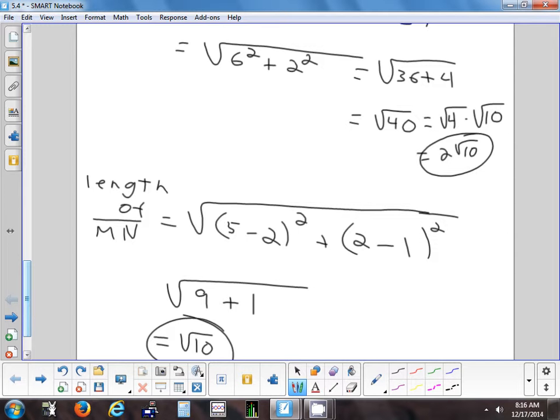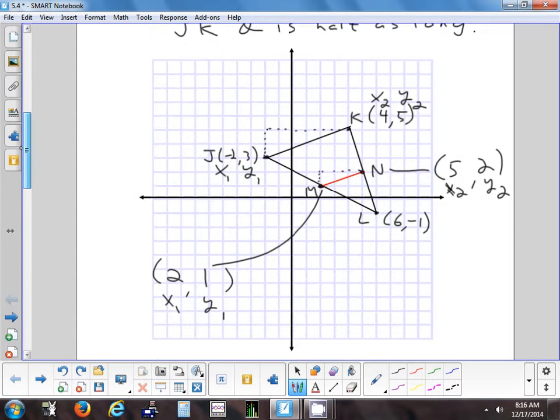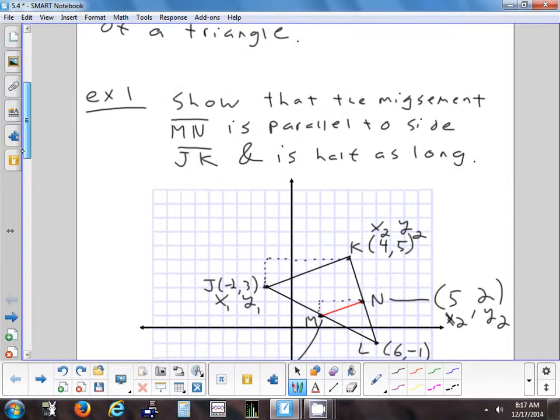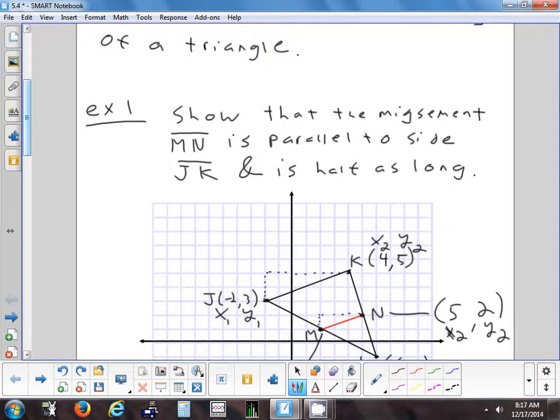So we just proved that MN is half as long as JK, or JK is twice as long as MN, and they're parallel. That doesn't prove the theorem in general. It proves it for that specific triangle only, okay, because we used all numbers. Okay, any question on that?